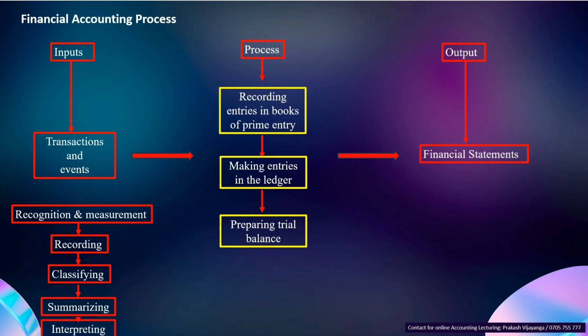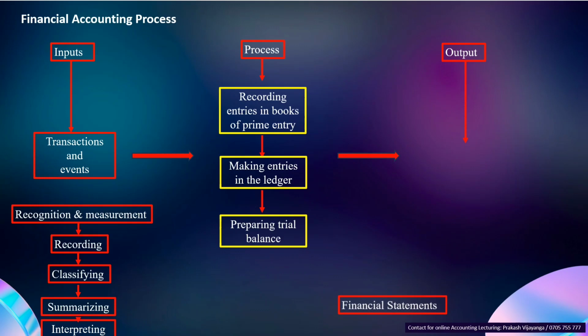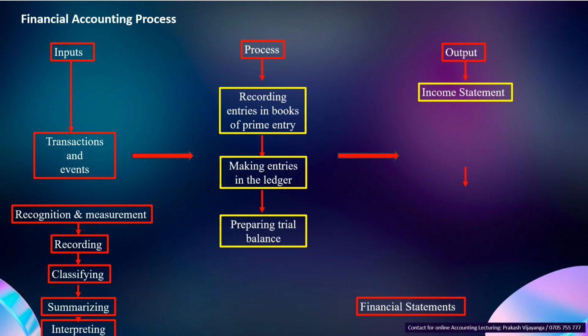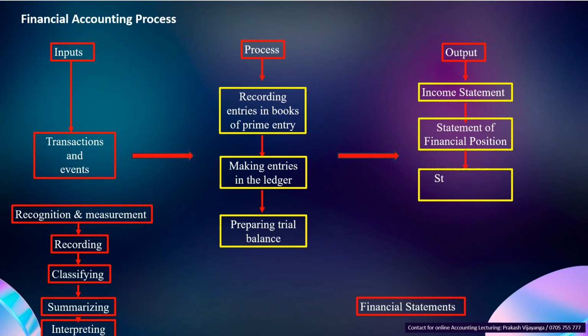There are several financial statements we are dealing with. One is the income statement, the other is the statement of financial position, the statement of cash flows, the statement of changes in equity, and accounting policies and notes. Those are the outputs of the accounting process. Those are all called financial statements.